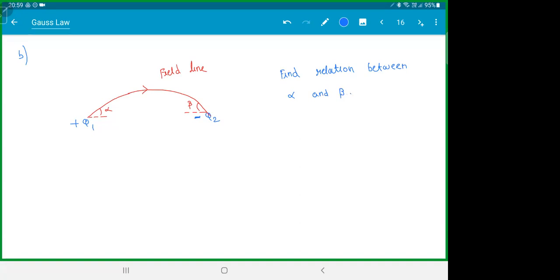So we have two charges, Q1 and minus Q2. A field line leaves from Q1 and enters Q2 at angles alpha and beta. How do you find the relation between them? Try. This and the previous one are kind of related. This is how they'll frame questions in advance.